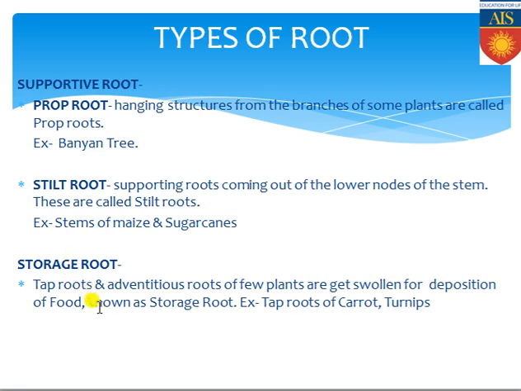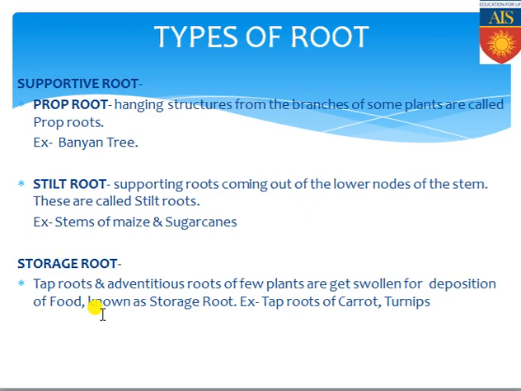Storage root is a kind of root where the tap root or the adventitious root of some plants gets swollen due to the deposition of food. That's why it is known as storage root. For example, tap roots present in the carrot, and adventitious roots present in the sweet potato. These are examples of storage root where the food is stored within the tap root or within the adventitious root, and for that reason the root has obtained a fleshy structure. As examples, radish, turnip or beetroot can also be examples of storage root.